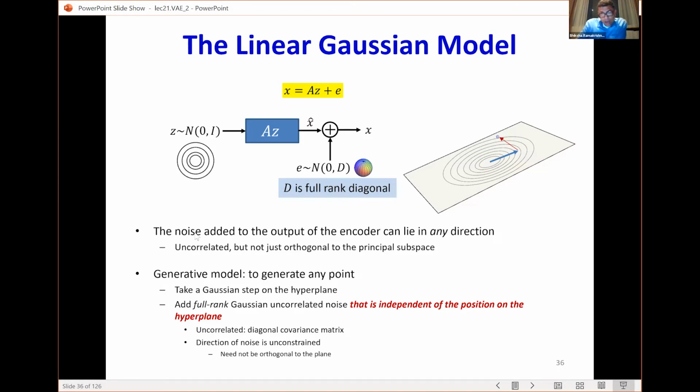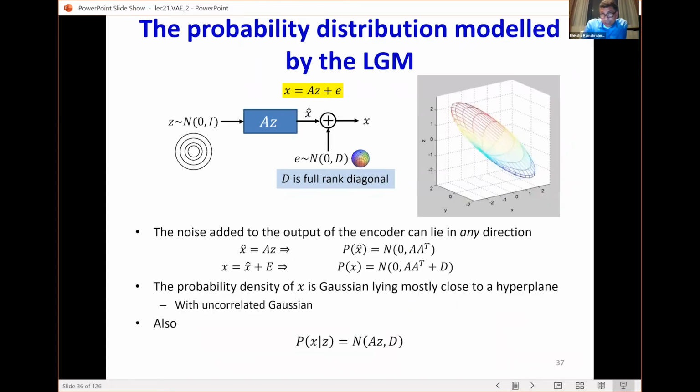So the reality of it is that in real life, this noise doesn't have to be merely orthogonal to the subspace. It can be full rank. And so in this case, the correction you want to make to the model is that in order to generate any data point, you're first taking a Gaussian step on the subspace, but then from there you're adding a noise which is drawn from a Gaussian which is still uncorrelated, but can be in any direction. And so now this noise is full dimensional, and that's a much more realistic model. This is what is called a linear Gaussian model.